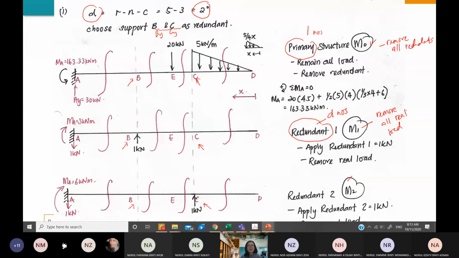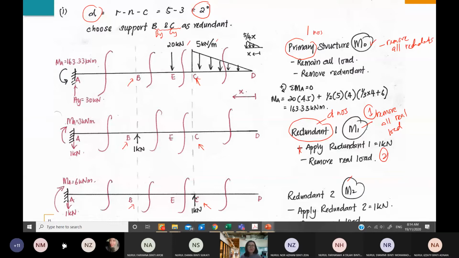So the difference from the primary structure is that there are no real loads at all in this redundant system. Therefore, the 20 kilonewton and 5 kilonewton per meter are not in your redundant structure. And then you need to apply, here, the redundant number 1 with 1 unit force.